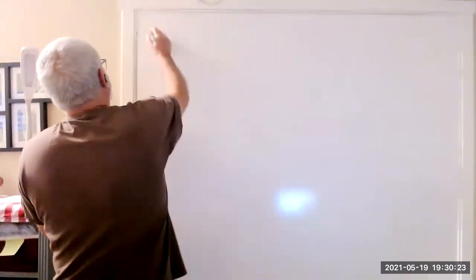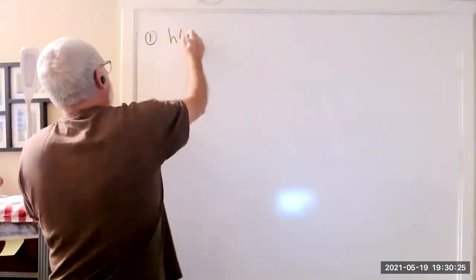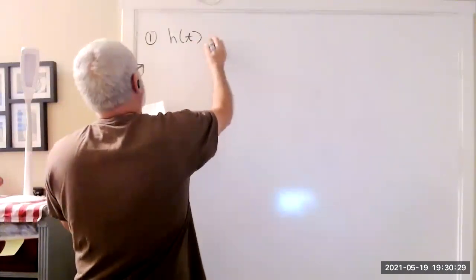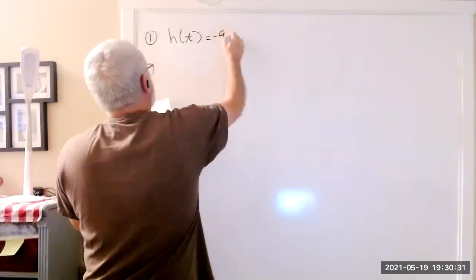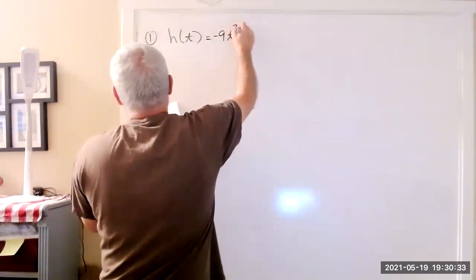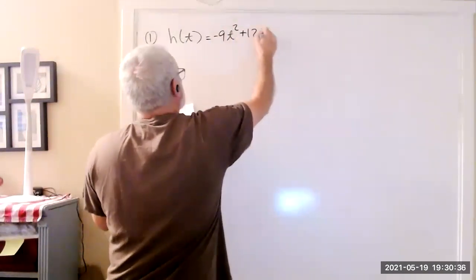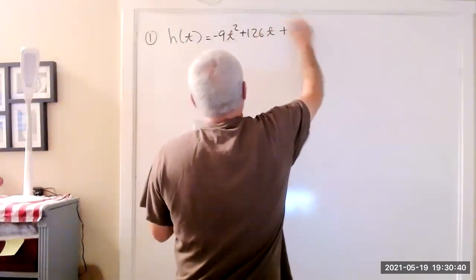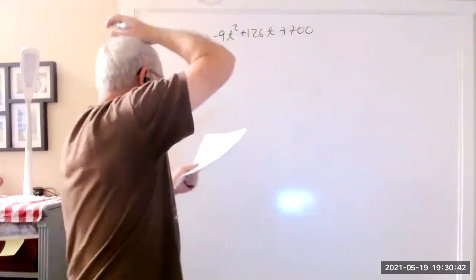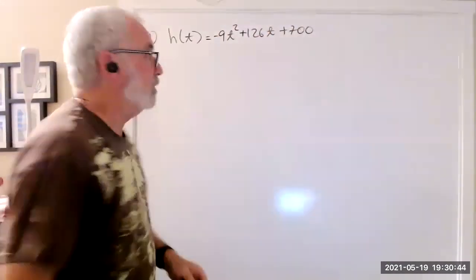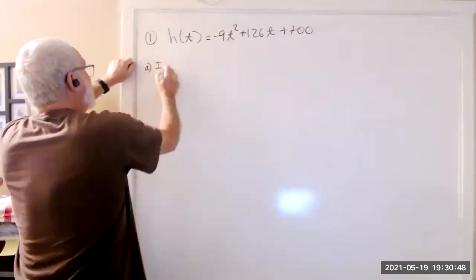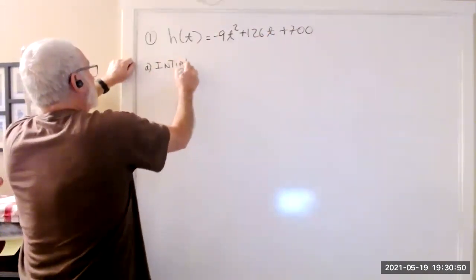Okay. So number one says we have a rocket shot into the air, and this is the formula: h of t equals negative 9t squared plus 126t plus 700. And there's meters and seconds and all kinds of stuff. All right, so part A says what is the initial height?